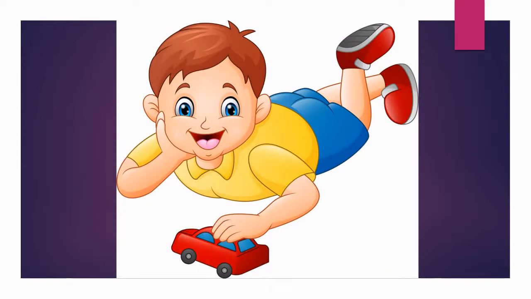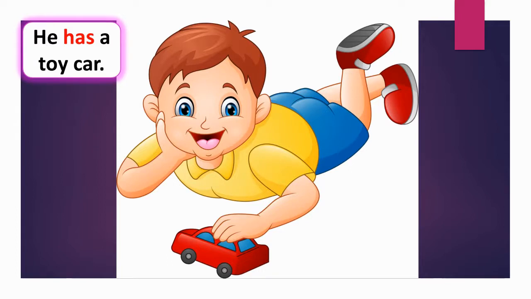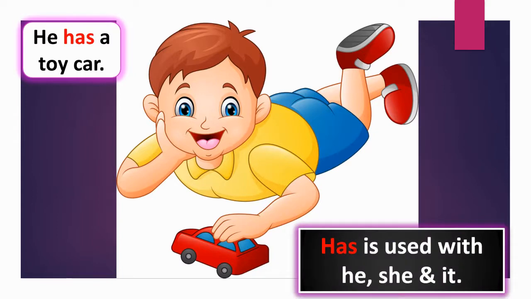See the next one. What can you see in this picture? Yes, you can see a boy with a car. So we can say he has a toy car. You can see in his hand there is a red color car. So we will say he has a toy car. So we use has with he, she and it. Okay.